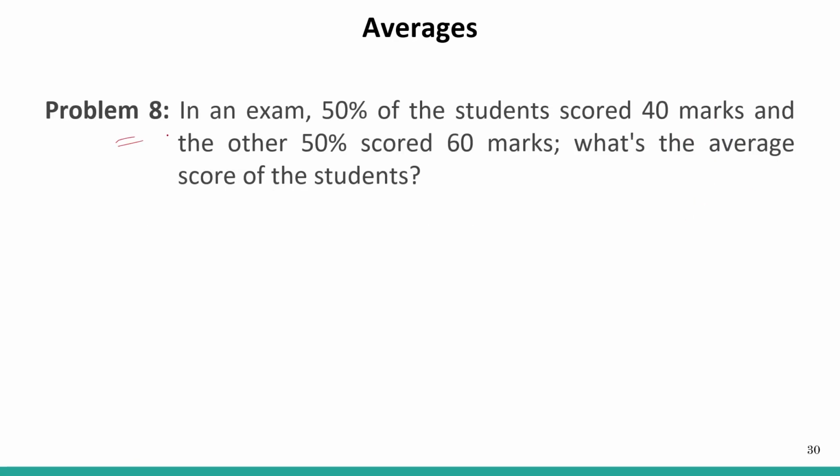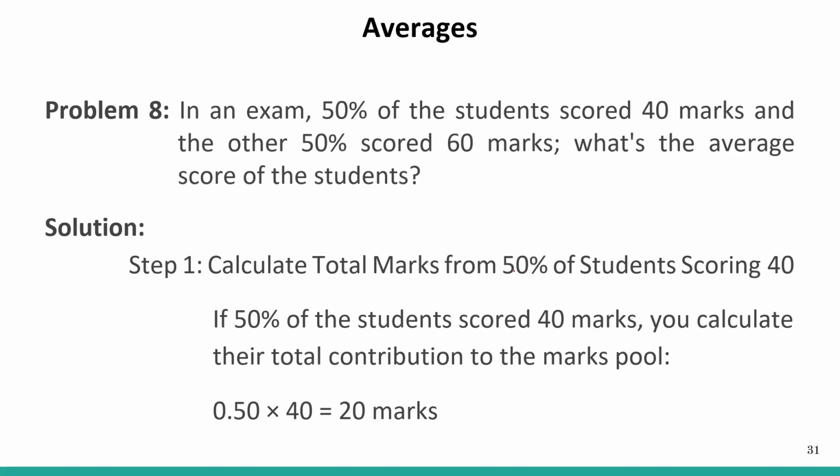So let's see problem number 8. In an exam, 50% of the students scored 40 marks and the other 50% scored 60 marks. Okay, so what is the average score of the students? If 50% of the students scored 40 marks and 50% scored 60 marks, then let's calculate their average. So calculating total marks from 50% of the students, if 50% scored 40 marks, then you calculate the total contribution to the marks pool. That will be 20 marks, right?